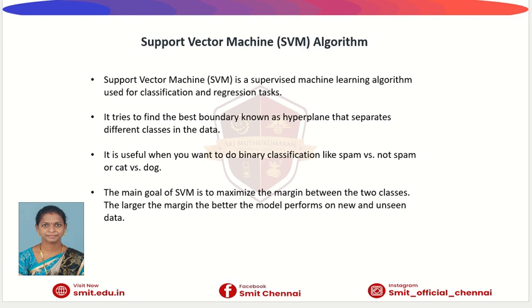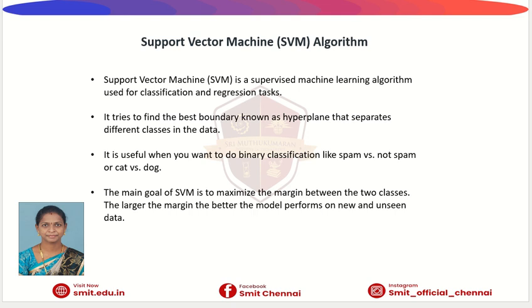SVM is a supervised algorithm primarily used for classification. Imagine you have two sets of data, apples and oranges. SVM looks for a hyperplane, a decision boundary, to separate them. The unique part is that it focuses on the margin. The goal is to maximize the gap. A thin gap leads to errors, a wide gap leads to a robust model.